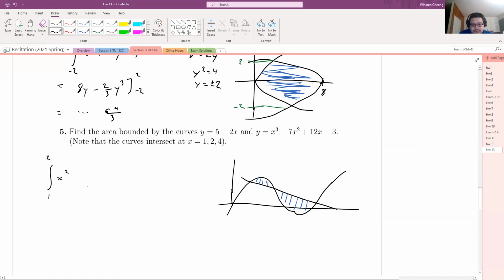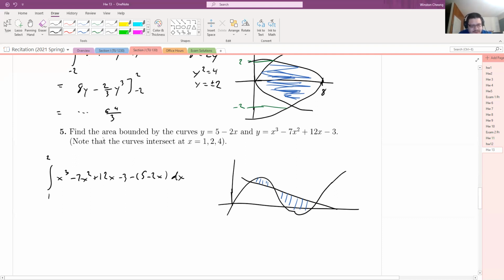So the first integral is x cubed minus 7x squared plus 12x minus 3, and then you would subtract off the line, so minus 5 minus 2x. I didn't want to do this by hand, so I just plugged it into a calculator. But for showing your work, you really should do it by hand. You should know how to do it. If you have questions, you can ask.